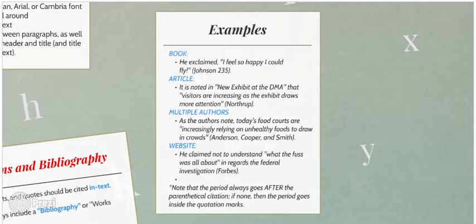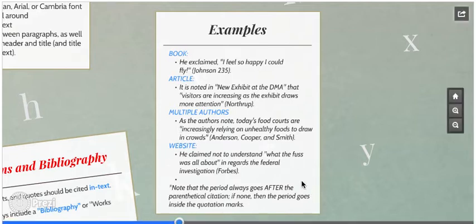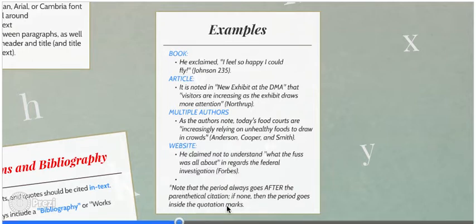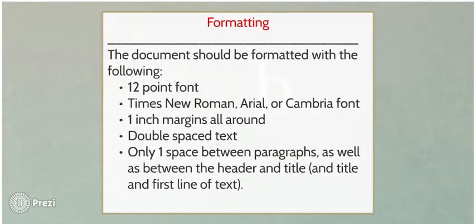One little thing to note down here, and it's something that students kind of always ask about because they're never quite sure. Your period always goes after a parenthetical citation. So it wouldn't be investigation, period, parentheses, Forbes. It's investigation, parentheses, Forbes, close parentheses, period. If there is no parenthetical citation, then it always goes within the quotation marks. So it's just a little thing to know.